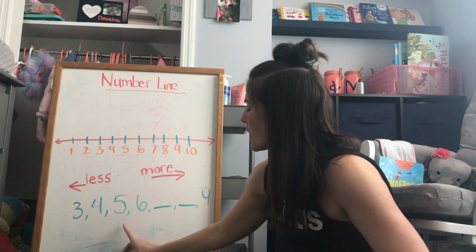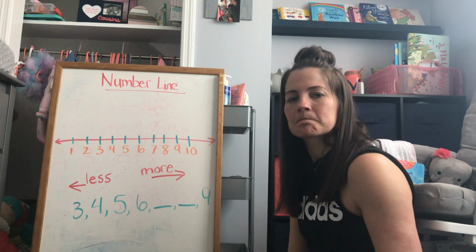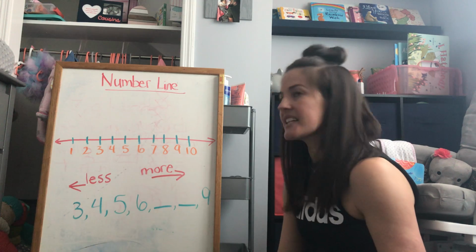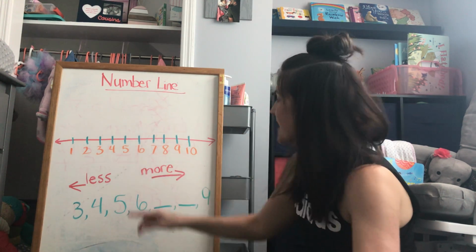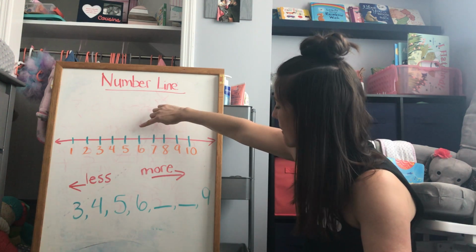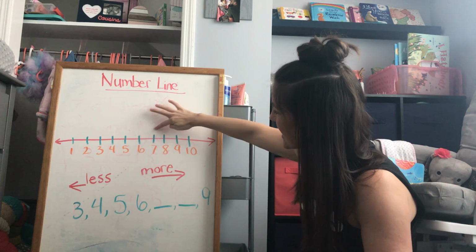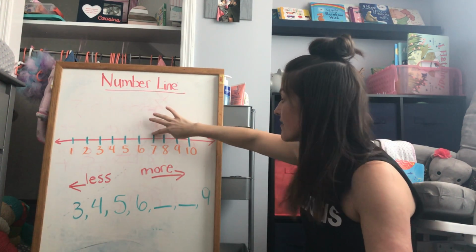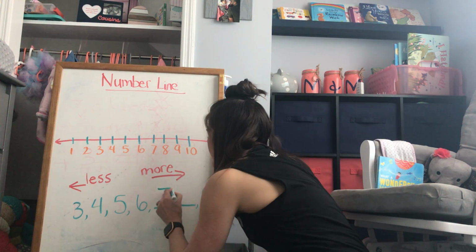3, 4, 5, 6, 9. Now, if I were counting and I said 3, 4, 5, 6, 9, that doesn't make any sense. Numbers always go in the same order. So I'm going to hop up to my number line. I can see the 6, and then I can look to see what numbers are missing. What numbers are missing, my friends? You should be shouting out 7 and 8. So go ahead and fill that in.